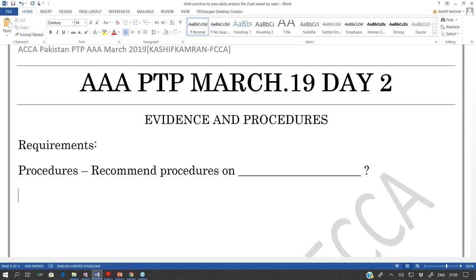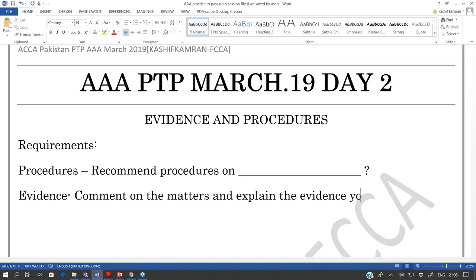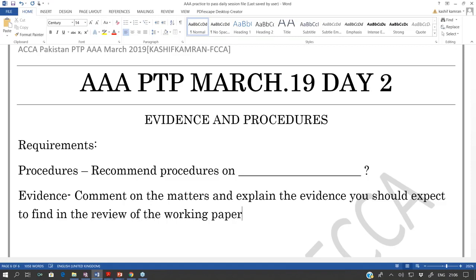Now, secondly, when the question comes on evidence, the examiner asks you two very important things in a question on evidence. The examiner asks you: comment on the matters and explain the evidence you should expect to find in the review of the working paper file. Question mark. Now, first of all, we need to understand the two requirements and the marking scheme associated with these two requirements.